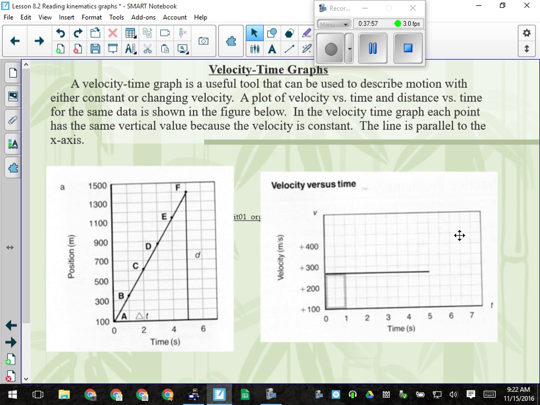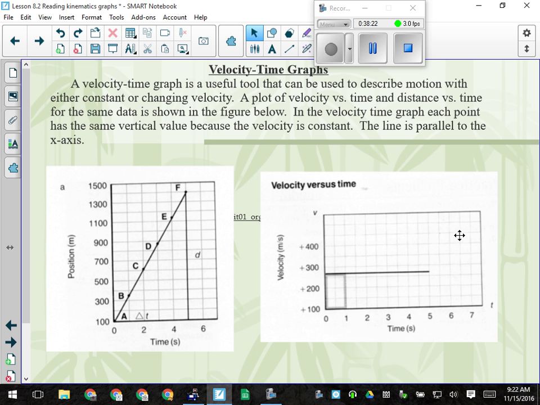Okay, according to the velocity versus time graph, about how fast is this thing going? 260, yeah, it looks like about 260 meters per second, somewhere in there. Okay, that's what it says on the velocity versus time graph. Can I confirm that with my position versus time graph? Yep. Okay, how do I do it?